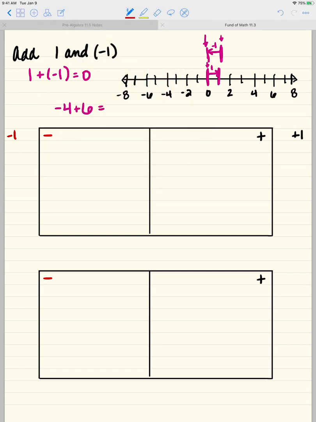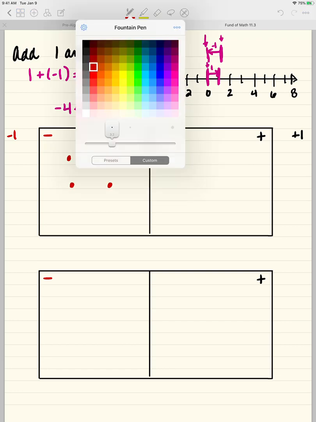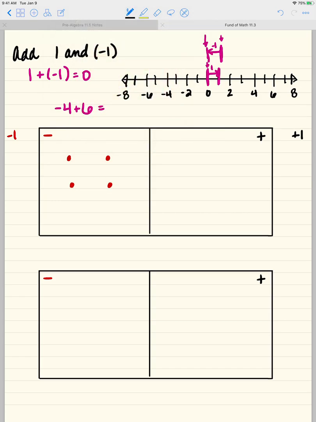So what I want you to do first is take your red jelly beans, if you're using them, or a red colored pencil if you're just doing this on paper, and represent your -4. 1, 2, 3, 4. On your black side, I need you to represent the +6. 1, 2, 3, 4, and actually I'm going to write this like this. 6 like this. Okay, so we have -4 on our red side, and we have +6 on our black side.